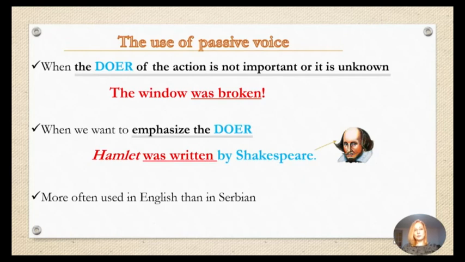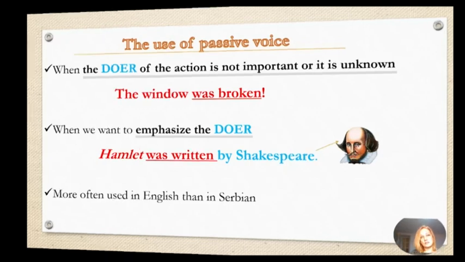And to conclude about the use of passive voice, we could say that it really depends on the choice of a speaker, whether they are going to use passive or active voice to describe a situation in the present or in the past. And the fact is that passive is more often used in English than in Serbian, so sometimes we have to be careful when we translate from English into Serbian.